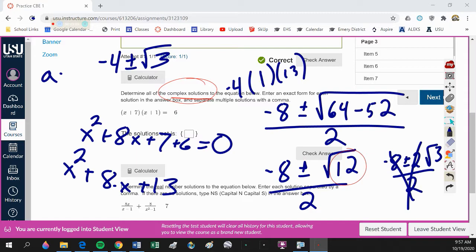Do you want to see one that has i's in it, or are you good with those? Yes? You want to see i's? Okay.